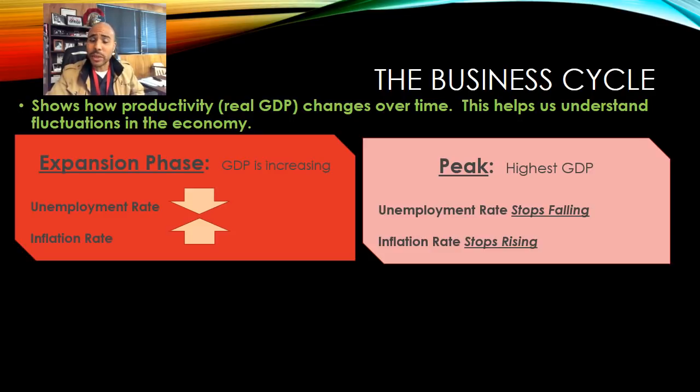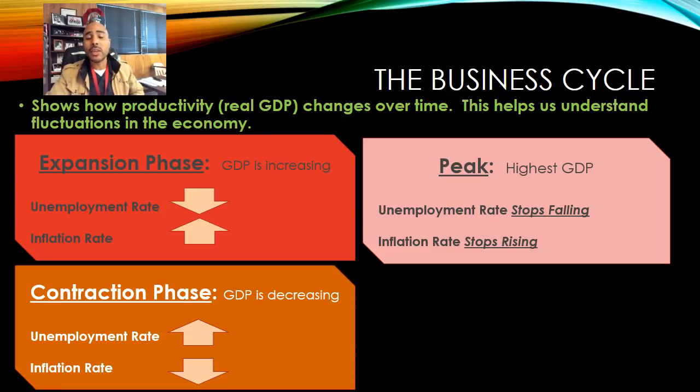Now the peak is the highest we can go, so obviously next we're going to start heading downwards, and that's when we head into what's known as the contraction phase. The contraction phase is when our GDP is decreasing. So our unemployment rate will start to increase, and our inflation rate will actually start to go down. Remember that during a contraction, prices usually fall because consumer demand falls. When there aren't a lot of people demanding goods and services, businesses have to lower their prices. So that makes sense why we would see prices go down during a contraction.